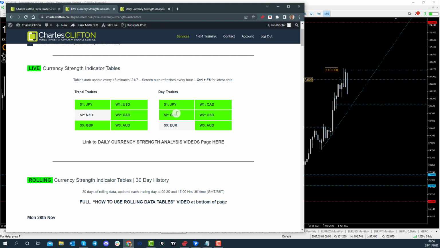From a day trader's point of view, we know that the yen is the top, pound is second, and we have euro as the third strongest currency. And then on the weak side of things, we have the Canadian dollar as W1. We then have the US dollar as W2 and the Australian dollar as W3.